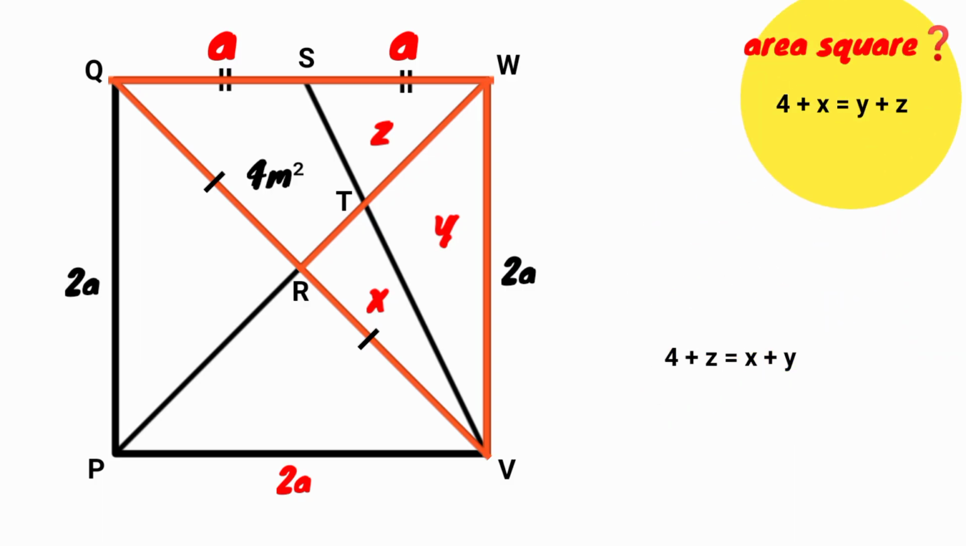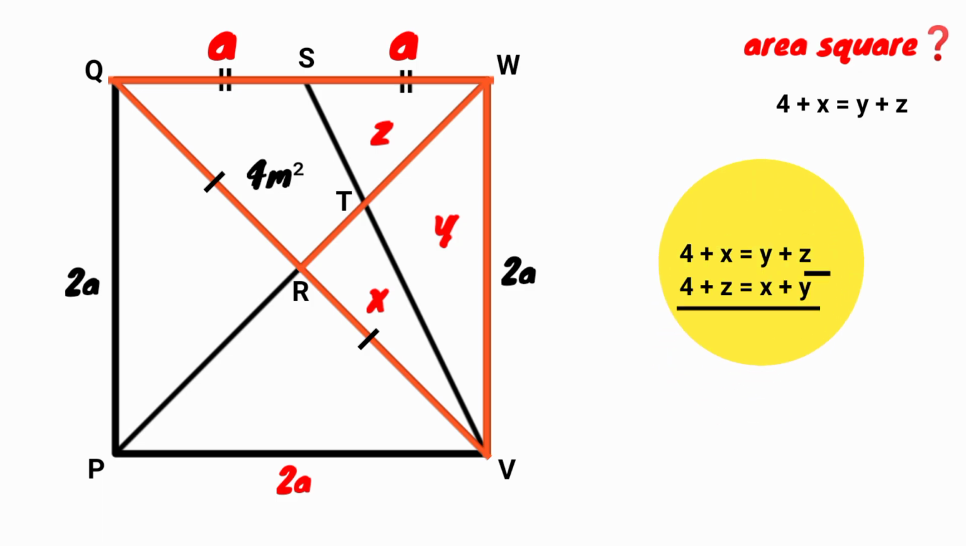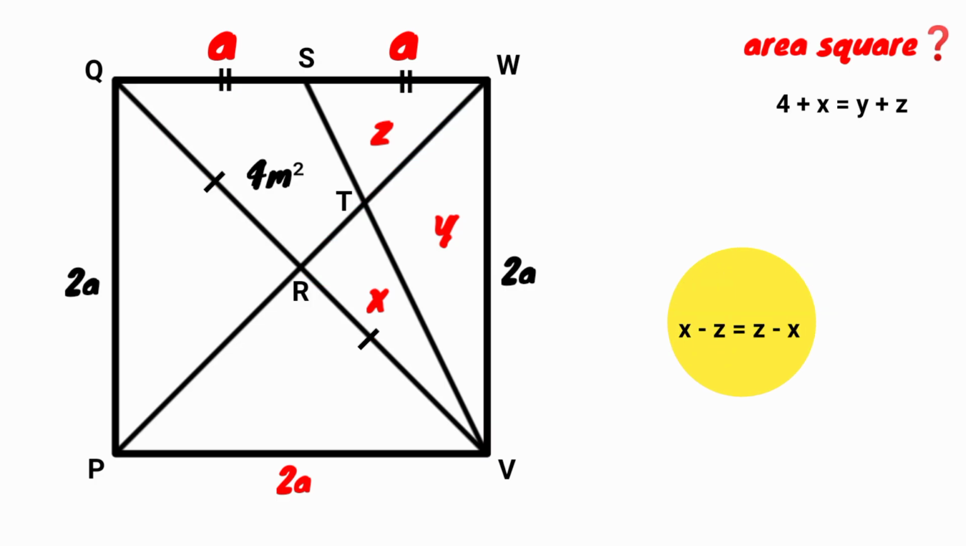Recall here 4 plus x equal to y plus z. Subtract this equation from this. 4 minus 4 is 0. x minus z is x minus z. And y minus y is 0. z minus x, we write it down. So x minus z equal to z minus x.